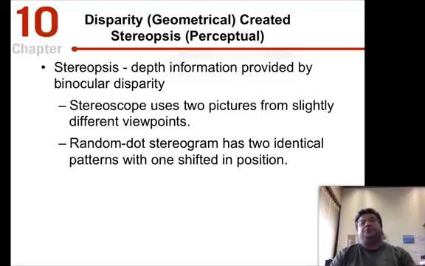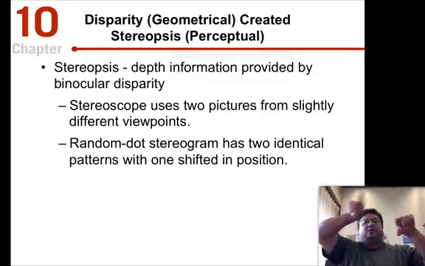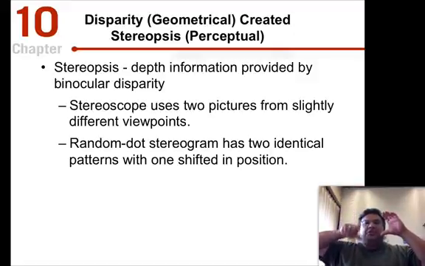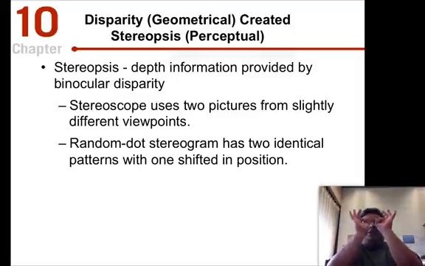A stereoscope uses two pictures from slightly different viewpoints. I don't know, back when I was a kid, they had these little viewfinder things where you would put a little round thing with pictures in it into a machine and click through the pictures, and it would look like it was in 3D. The reason it was in 3D is because you were looking at two pictures at the same time, and they were slightly different.